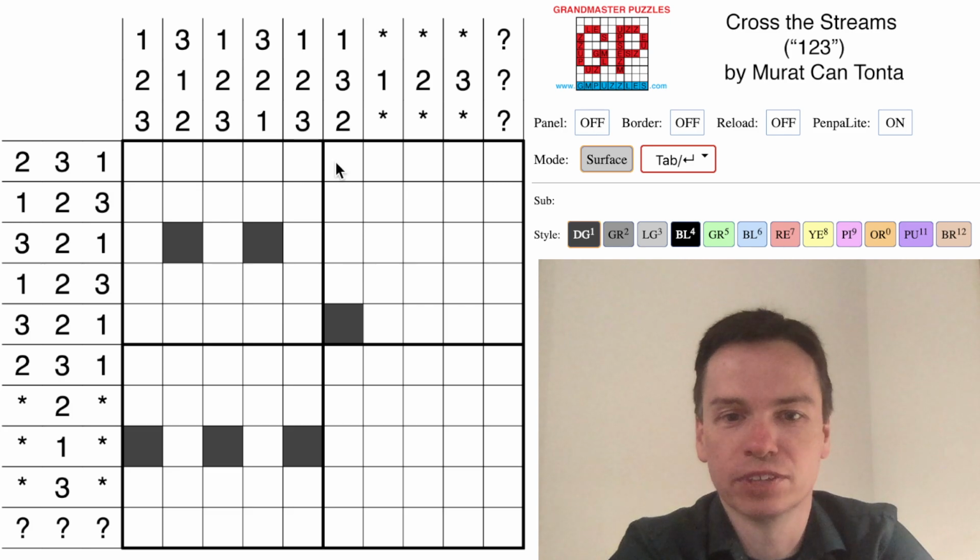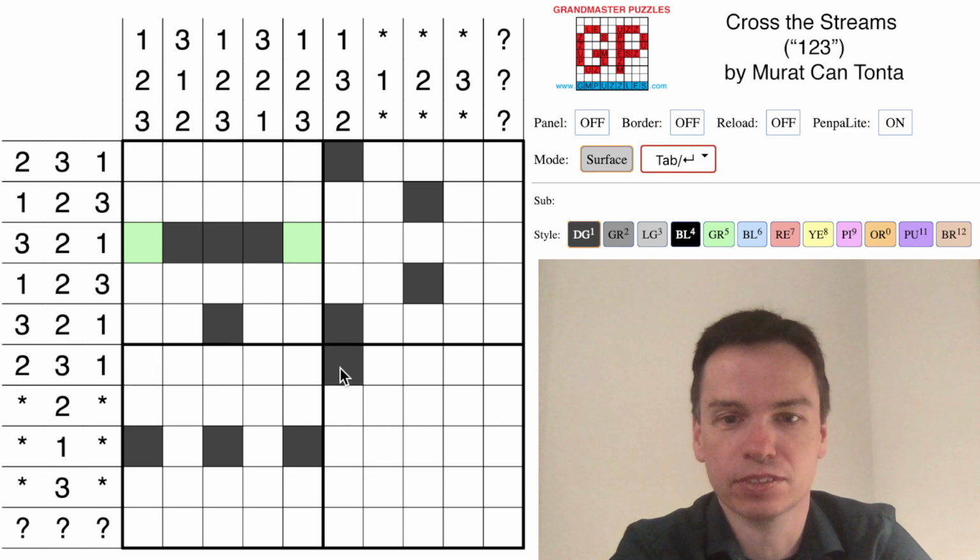Coming across, we can do the same thing. 2, 3, 1 would be here. 1, 2, 3 would be here. 3, 2, 1 would actually go in here. And here's a place where these are intersecting with knowledge we have. 1, 2, 3, this cell is known from the freedom of constraints. 3, 2, 1, this cell is known. 2, 3, 1, this cell is known. So we're getting some things marked in to get us going.